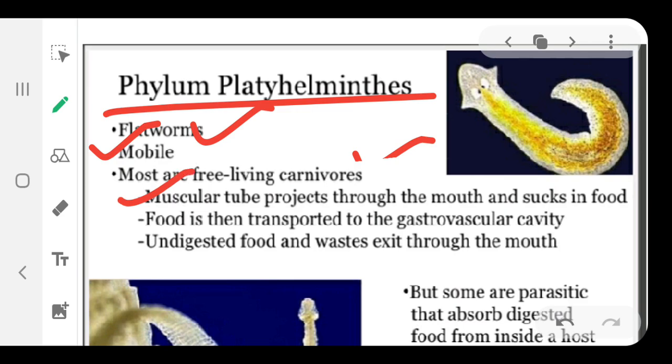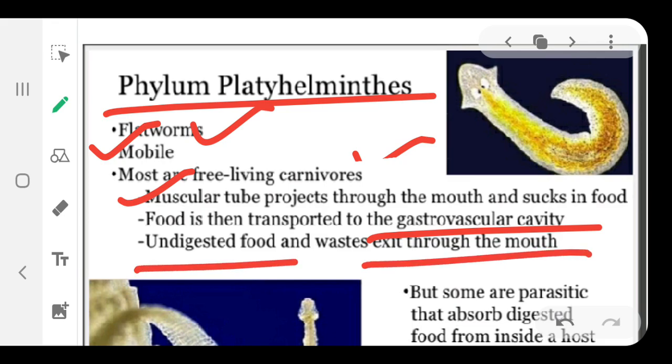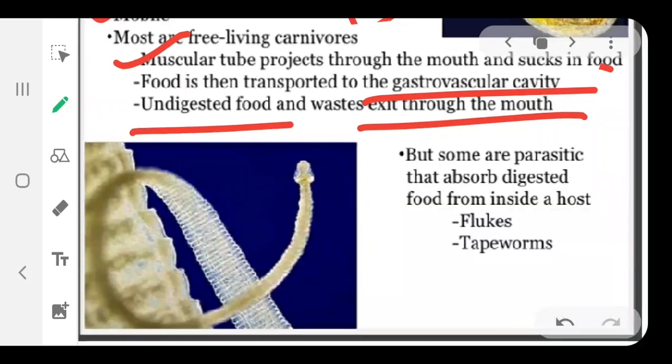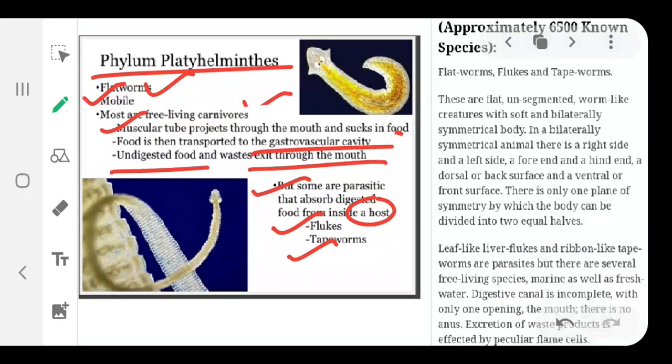And then food is transported. Again, they have something called gastrovascular cavity, and undigested food and waste is again thrown out through the mouth. So again, they have a single opening to intake and excrete the waste also. But in some cases when they have a parasitic mode, they absorb the digested food of the host, such as liver flukes, which feed on the liver or other body organs, and tapeworm normally found in the intestine. So they also absorb the digested food in the host body.